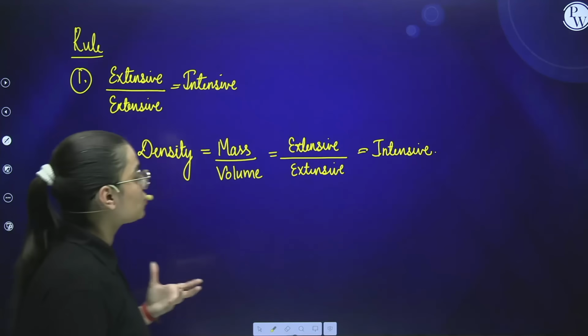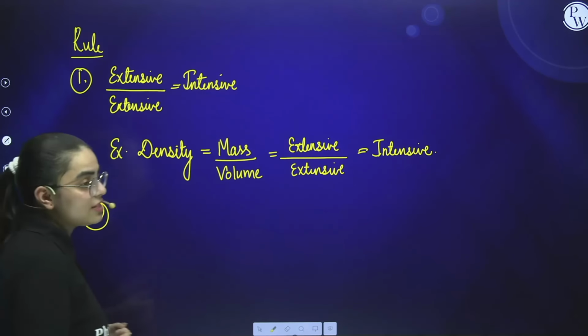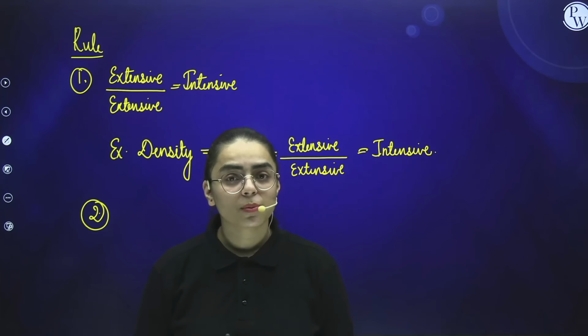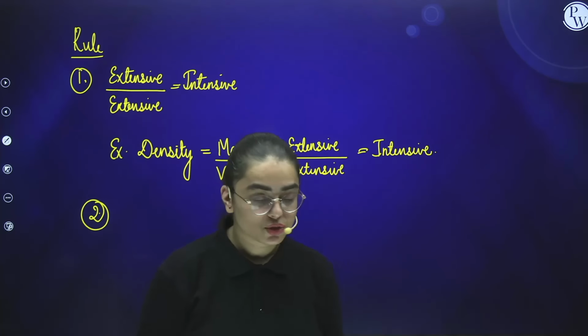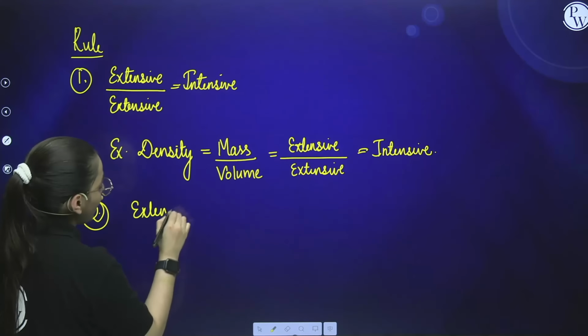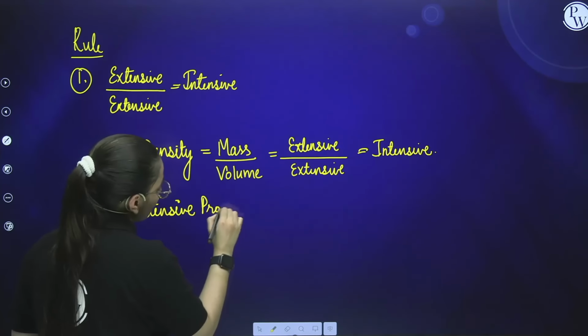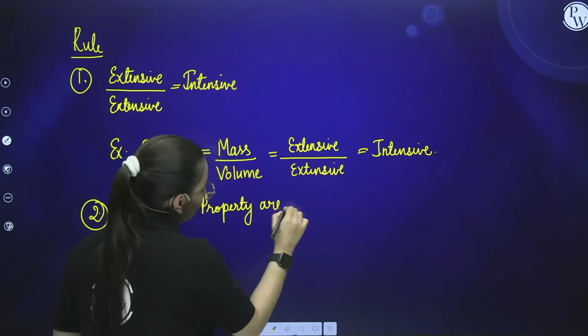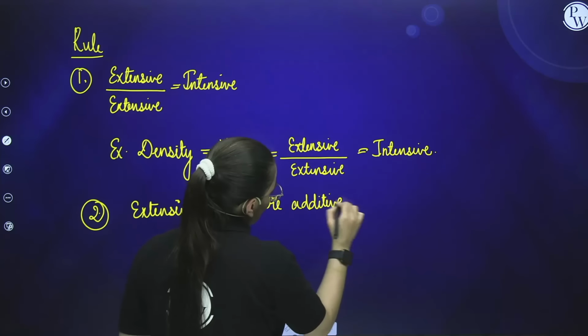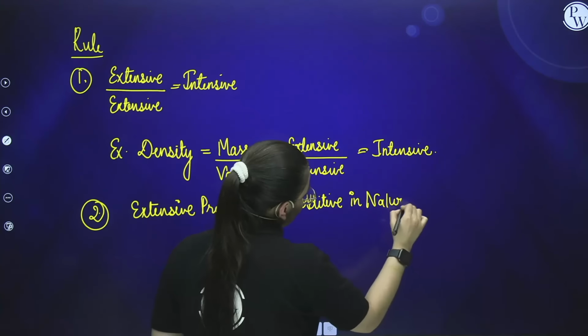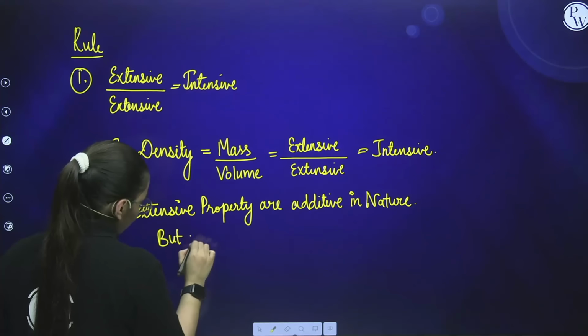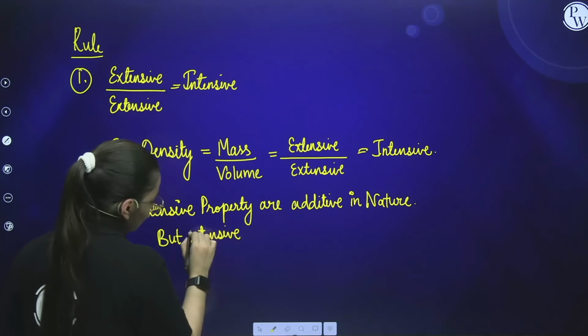Right? Now, what is the next rule? This was our first rule. If I talk about the second rule, extensive properties, students, are additive in nature. But the intensive ones are non-additive in nature. So let us write this also. Extensive properties are additive in nature, but intensive properties are not additive in nature. Is it clear to you?